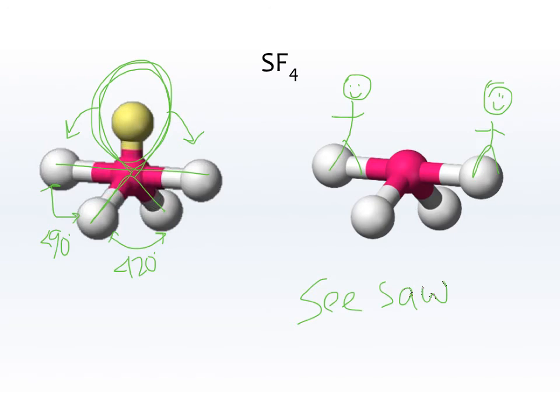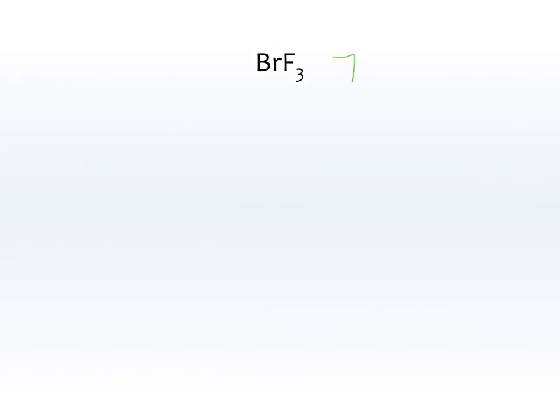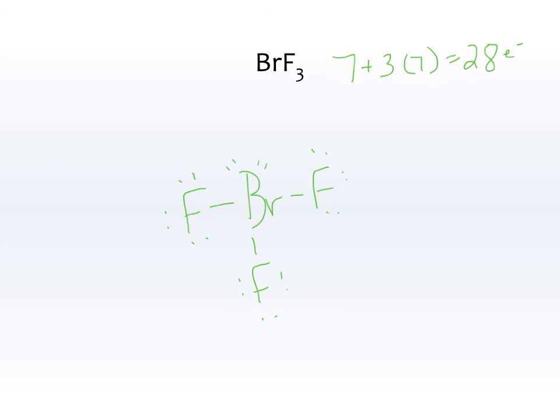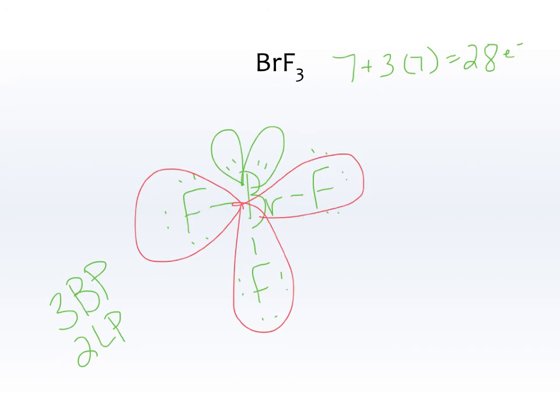Not kidding. Okay, BrF3. 7 plus 3 times 7, that's 28 electrons. Br, F, F, F, 2, 4, 6, 8, 10, 12, 14, 16, 18, 20, 22, 24. Needs some more. 26, 28. That's 2 extra lone pairs on the bromine. So there's 3 total bonding pairs on the bromine and 2 total lone pairs on the bromine. 5 total areas of electron density. So we've got the 3 fluorines plus the 2 lone pairs.